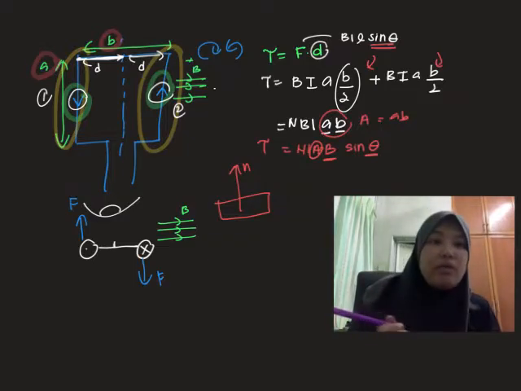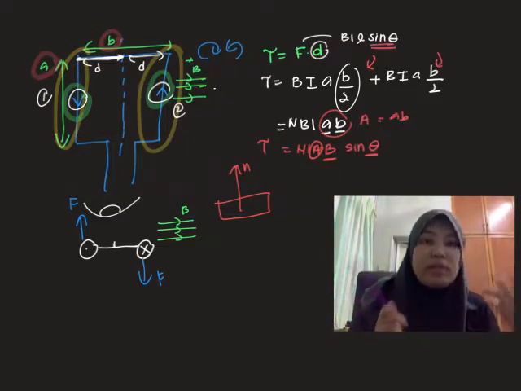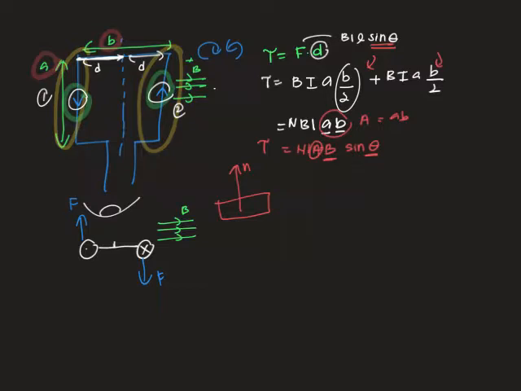So is the direction of the torque going to be clockwise or anti-clockwise? Definitely it is going to be clockwise motion, because it's moving in this direction. So that's how you do it. It depends on the directions of the magnetic field and the current.